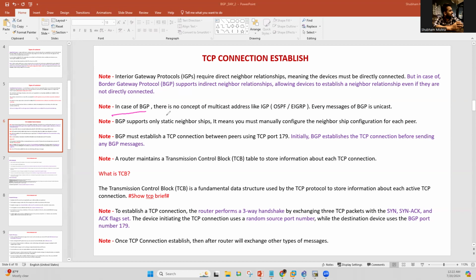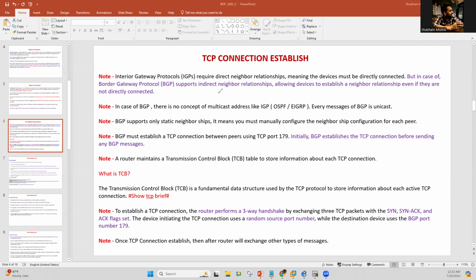Now, point number two, guys. In case of BGP, there is no concept of multicast address, but in case of IGP, like OSPF or EIGRP, we have a concept of multicast address, right? I told you previously, in case of BGP, every message is unicast. Every message of BGP is unicast. Getting my point? So in case of BGP, there is no concept of multicast address.